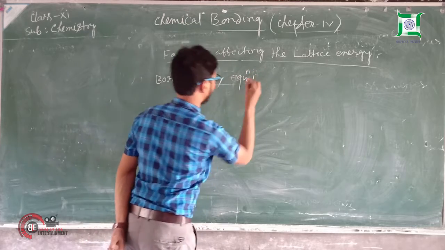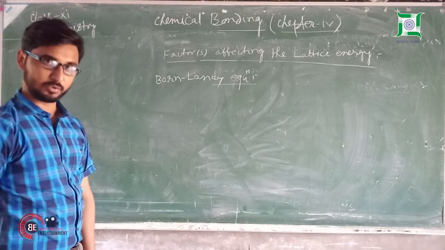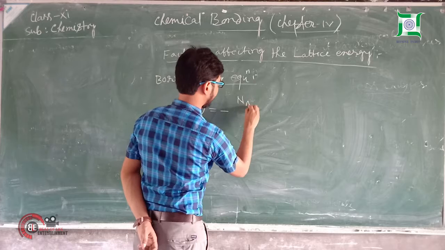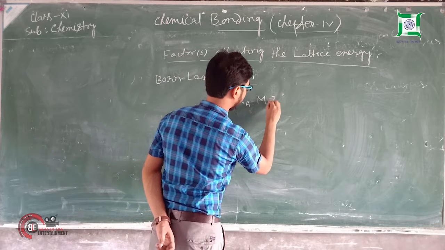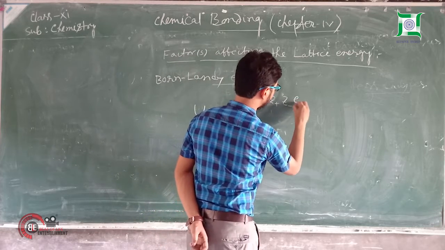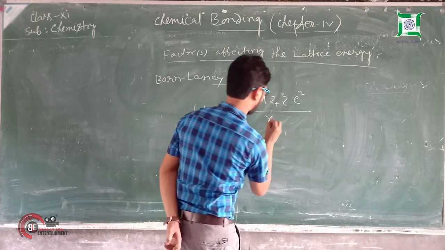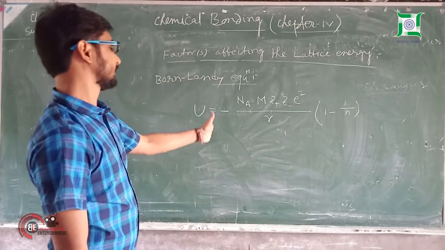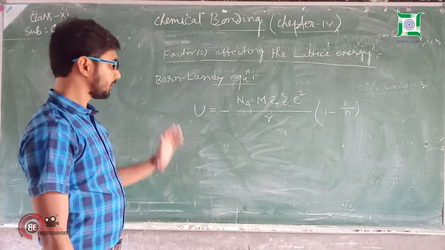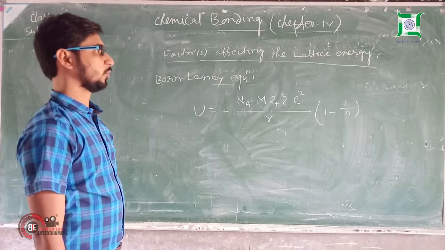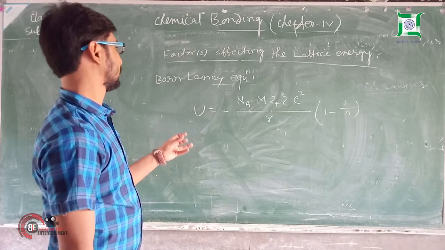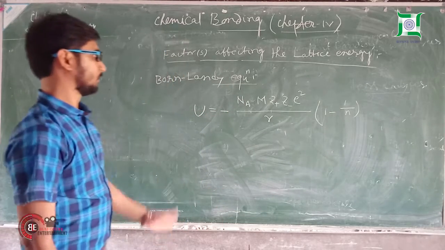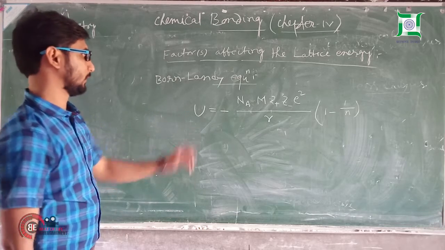According to the Born-Lande equation, lattice energy is equal to minus Na into M Z plus Z minus e squared by r into 1 minus 1 by n. This is the equation of lattice energy, from which we can correlate the factors on which lattice energy depends. So let us know the terms involved in this equation.